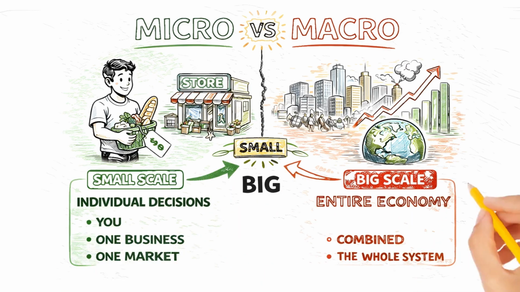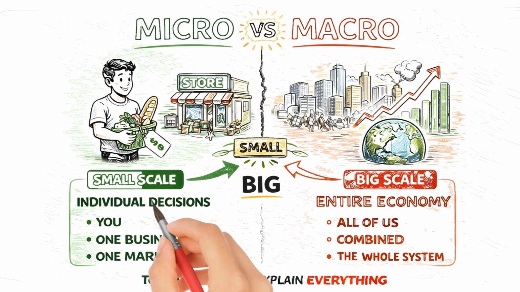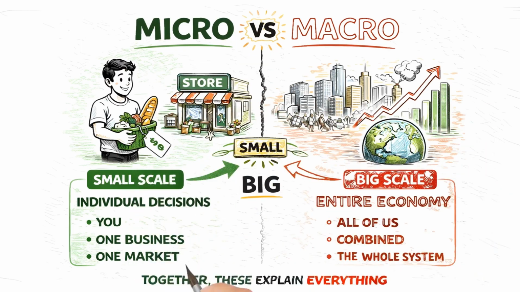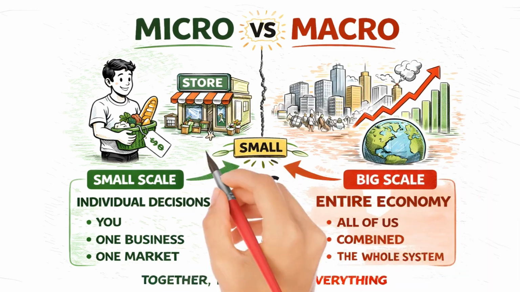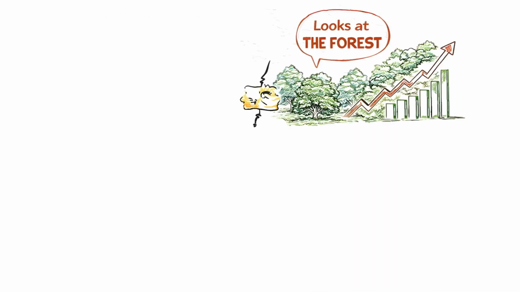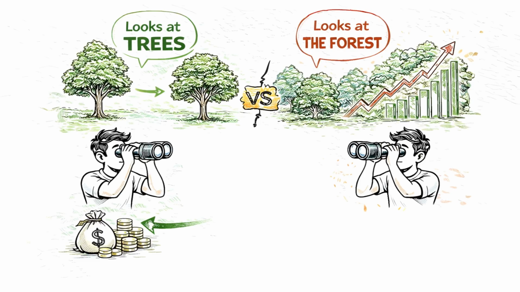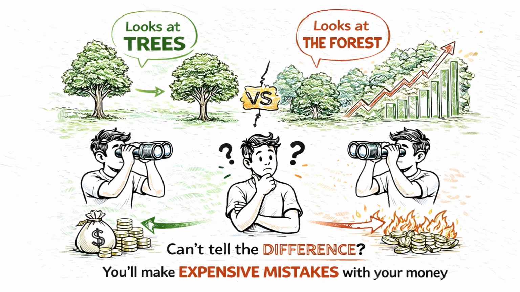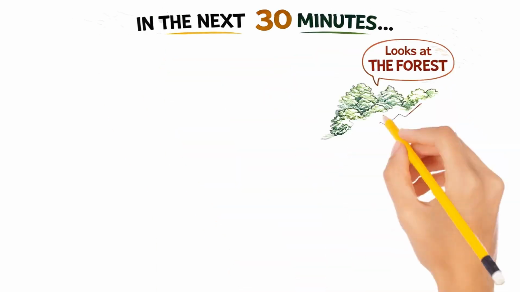You, me, a single business, a specific market. Macroeconomics studies the entire economy. All of us combined. The whole system. One looks at trees, the other looks at the forest. And if you can't tell the difference, you'll make expensive mistakes with your money.